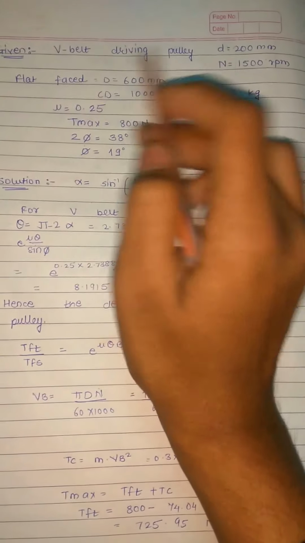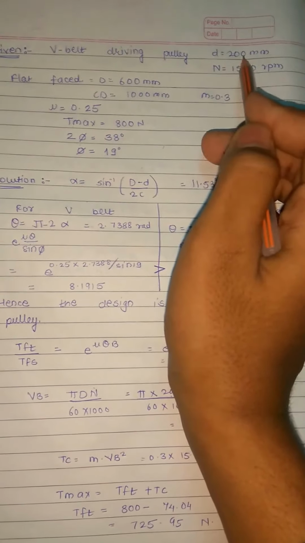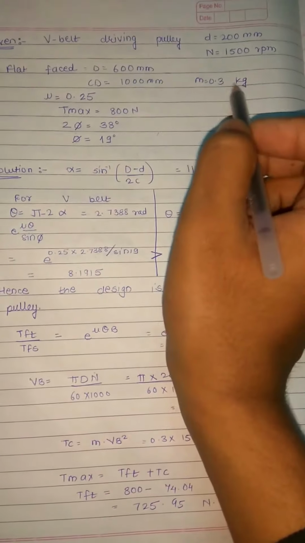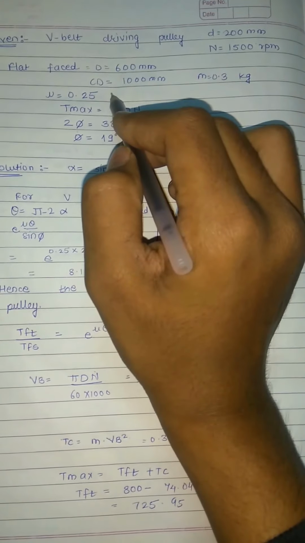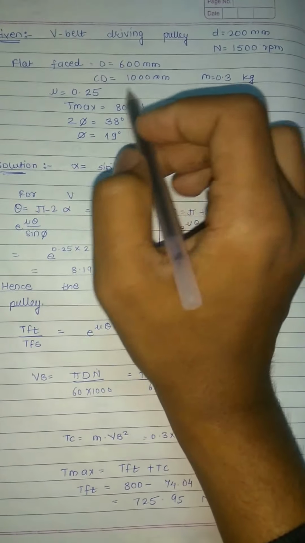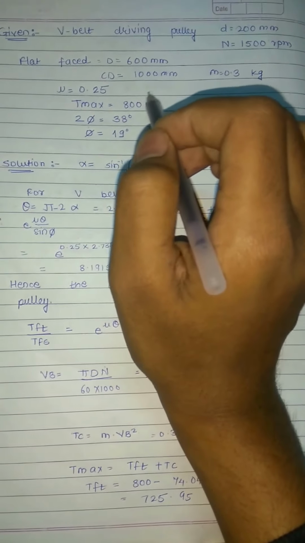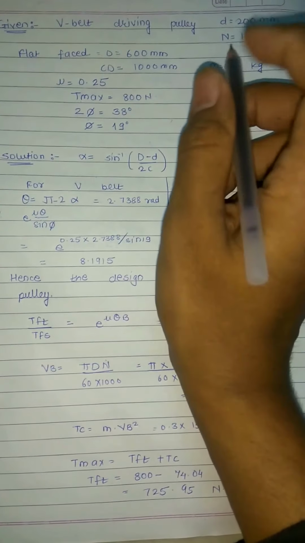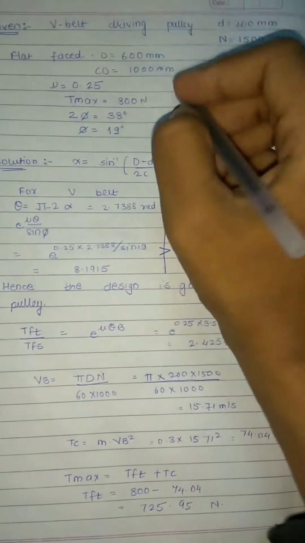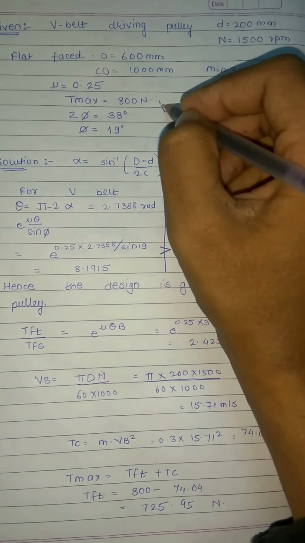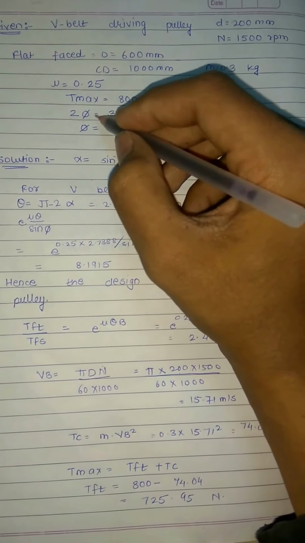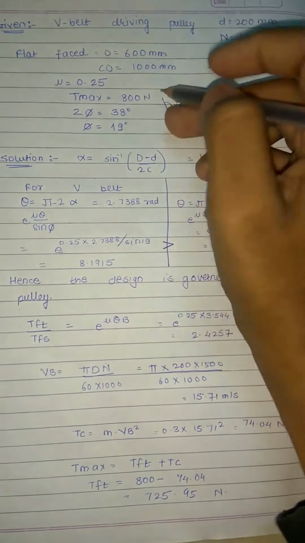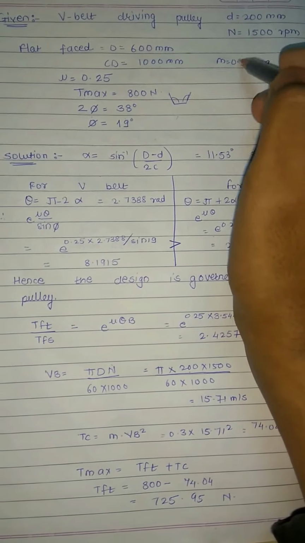So what else have we been given? We have been given the diameter of the driving pulley and the speed, the diameter of the driven pulley, the center distance, the mass of the belt, and the coefficient of friction. Now a new term has been introduced, that is maximum tension, that is 800 Newton. 2 phi, the groove angle, is always given directly as 38 degrees. You have to understand that the groove angle is this, so this and this is the groove angle, that is 2 phi is equal to 38. So one side will be 19 degrees.